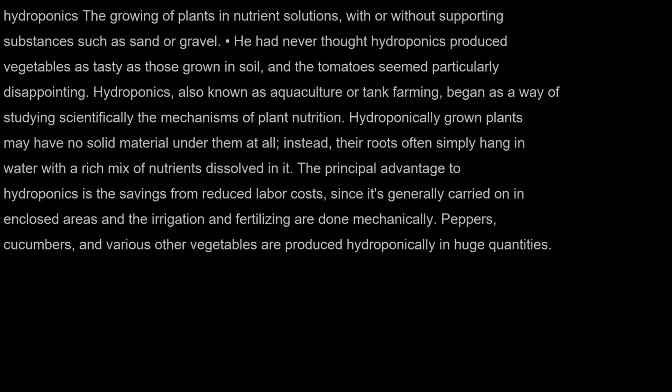Hydroponically grown plants may have no solid material under them at all. Instead, their roots often simply hang in water with a rich mix of nutrients dissolved in it. The principal advantage to hydroponics is the savings from reduced labor costs, since it's generally carried on in enclosed areas and the irrigation and fertilizing are done mechanically. Peppers, cucumbers, and various other vegetables are produced hydroponically in huge quantities.